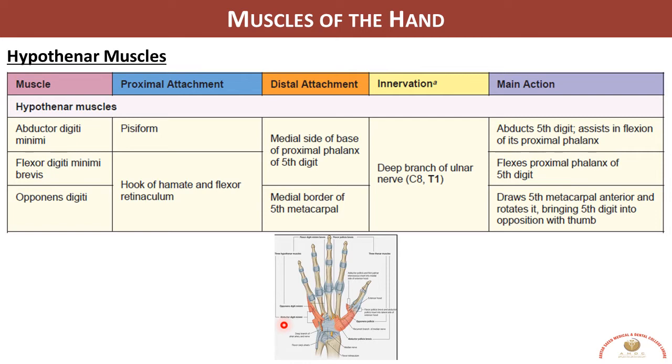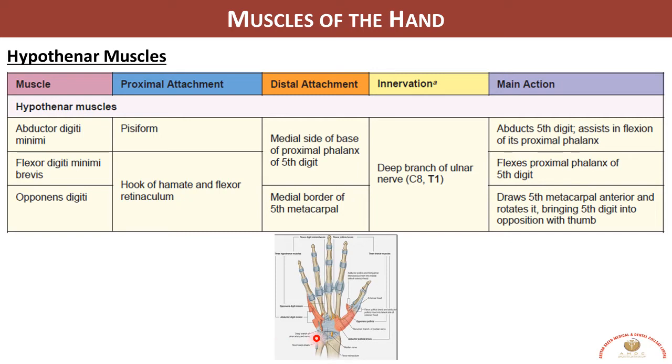The flexor digiti minimi brevis is variable in size and it lies lateral to the abductor digiti minimi. The flexor digiti minimi brevis flexes the proximal phalanx of the fifth finger at the metacarpophalangeal joint. The opponens digiti minimi is a quadrangular muscle and it lies deep to the abductor and flexor muscles of the fifth finger. Okay.